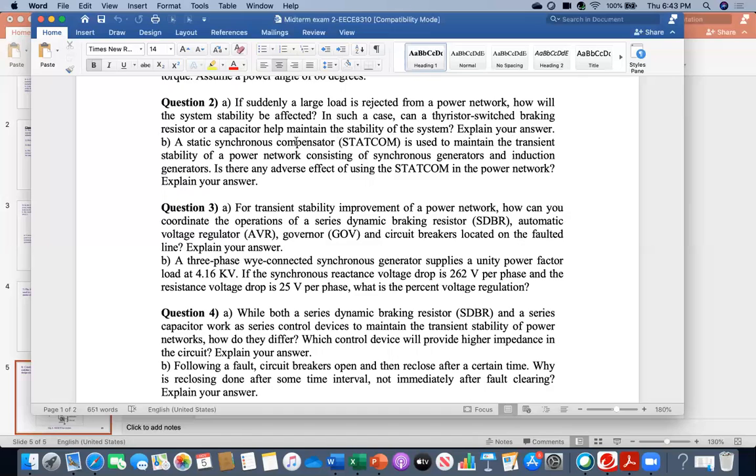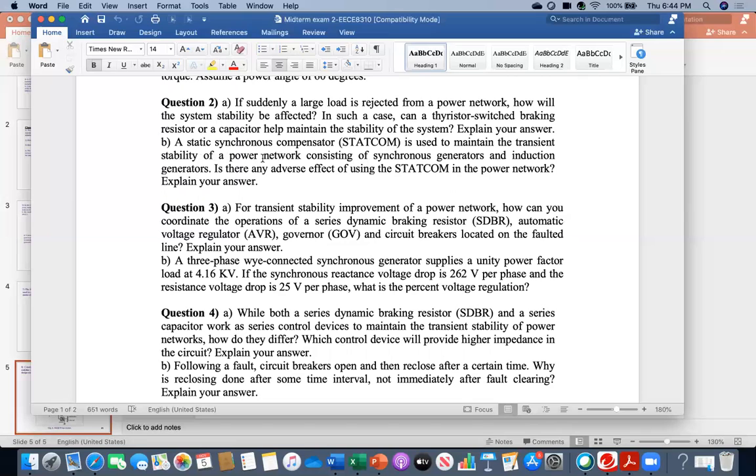Thyristor switched breaking resistor or the capacitor? Can they help maintain stability? So we would use the thyristor controlled breaking resistor. Yes, that is the right answer. Because in this case you are taking out the power, the generator will be accelerated and the system speed will be higher. Now you need to suppress that voltage, you need to break it down. So the thyristor switched breaking resistor is the appropriate answer.